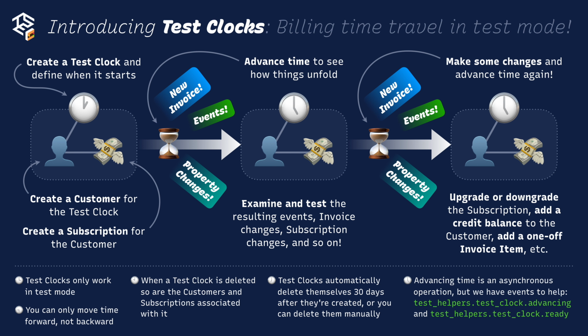Finally, note that advancing time is an asynchronous process. Stripe systems require time to calculate what would happen when you advance time and produce the resulting objects and changes. The test clock's status will indicate if it's advancing or ready, and you can also monitor things using 2 test clock specific events: testhelpers.testclock.advancing and testhelpers.testclock.ready.